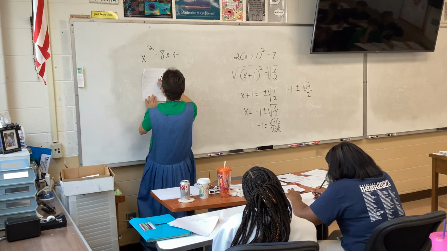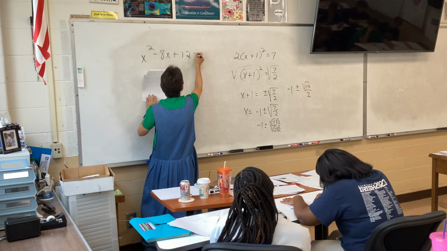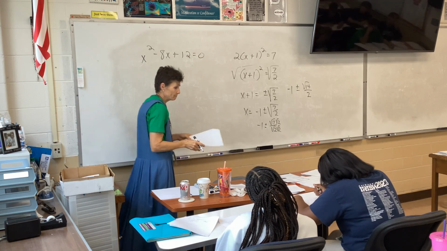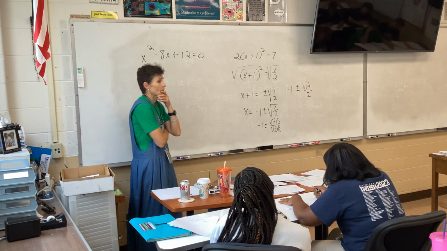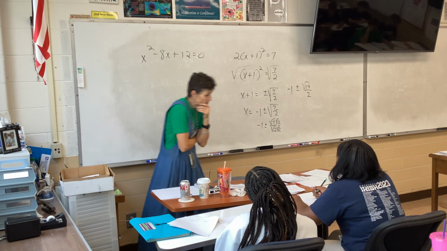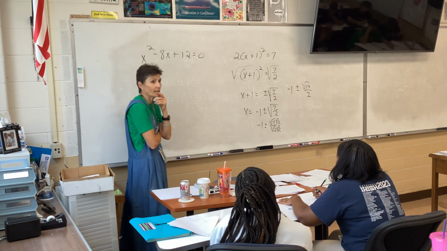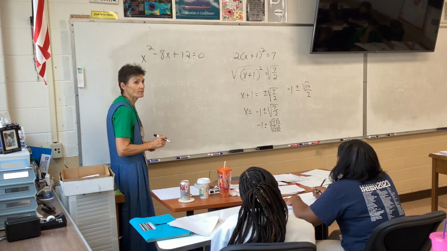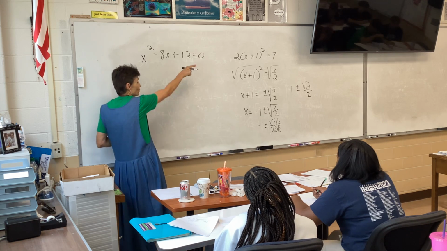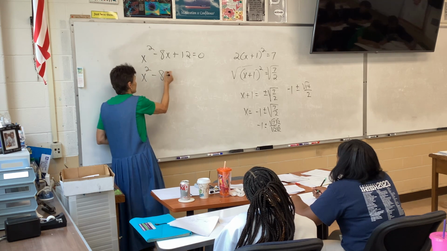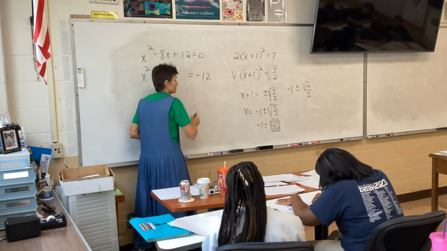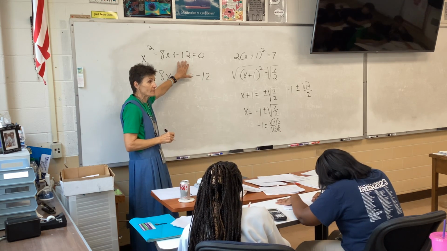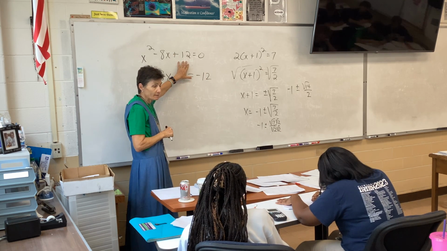I do not have a good copy. Is that a plus 12? All right. Who remembers how this works? We're going to get this problem done. Completing the square. Step 1. Move that 12 to the other side. Whatever that number is, move it to the other side.